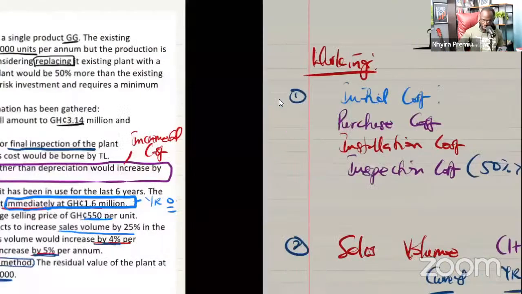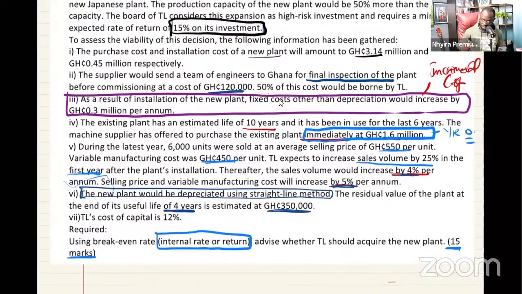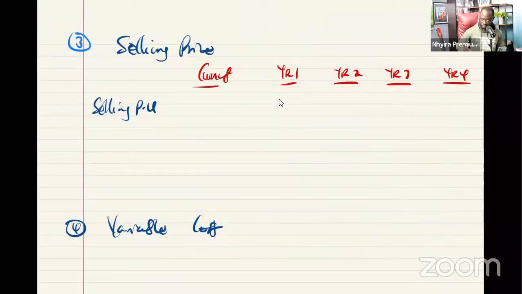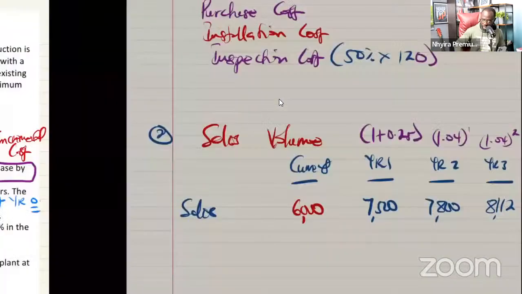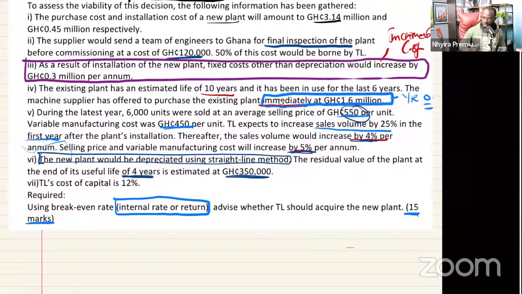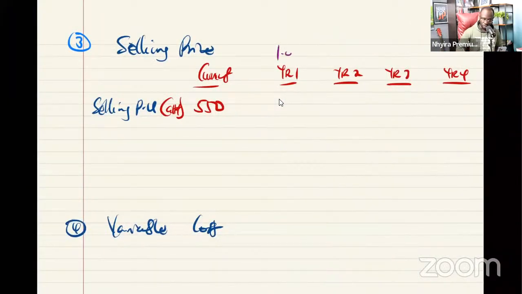What was the current selling price? Let's go pick it up. We are told that it was sold at 550. Okay, 550. That's the current selling price, 550. That's in Ghana cedis. But how is selling price increasing? The examiner said selling price and variable manufacturing cost is increasing by 5%. So we'll do 1.05 exponent 1 here, 1.05 exponent 2, 1.05 exponent 3, 1.05 exponent 4. Does that make sense?